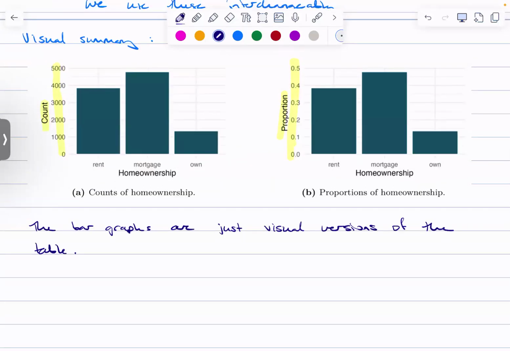Even easier to gather information quickly, right? And so which group had the highest proportion of applicants? People with a mortgage, so they own their home, but they are still paying off their mortgage. And so they're representing the highest proportion in our group, which we could have gathered from the table, right?